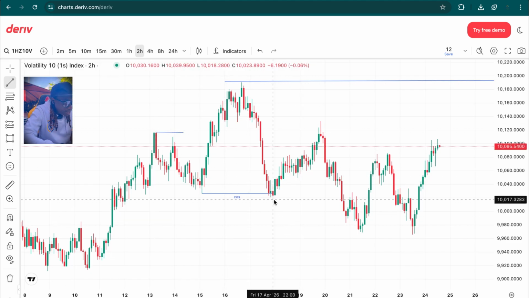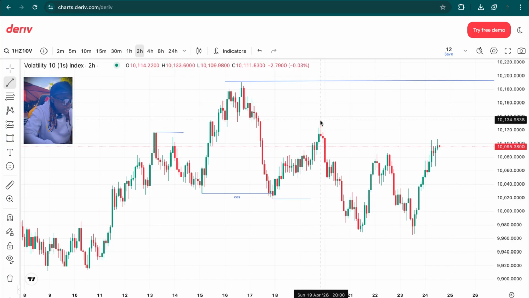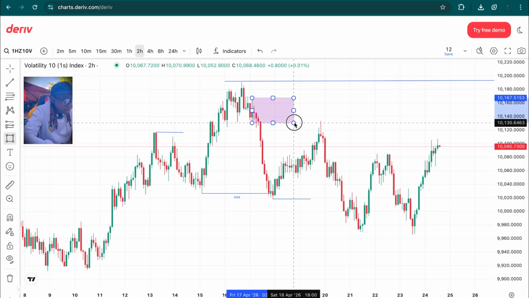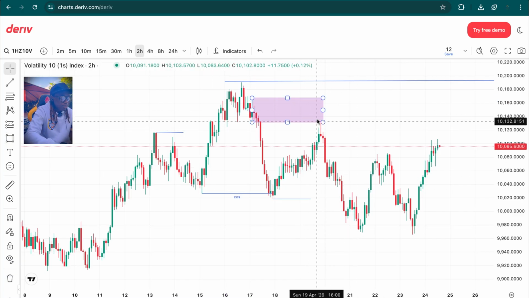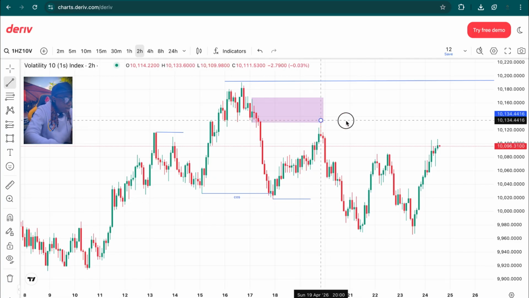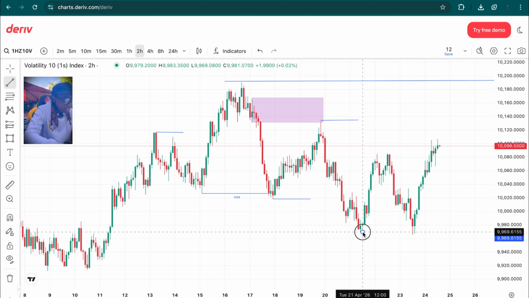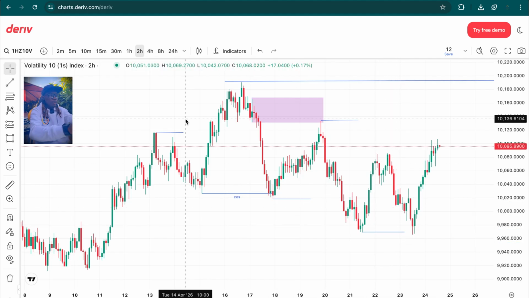So price gave us a new low like that, and after that new low, price came and reacted to this order block here, which is our supply zone. You can see the price came all the way past our low, making this one now our higher low, and this point here to be our lower low, like that.